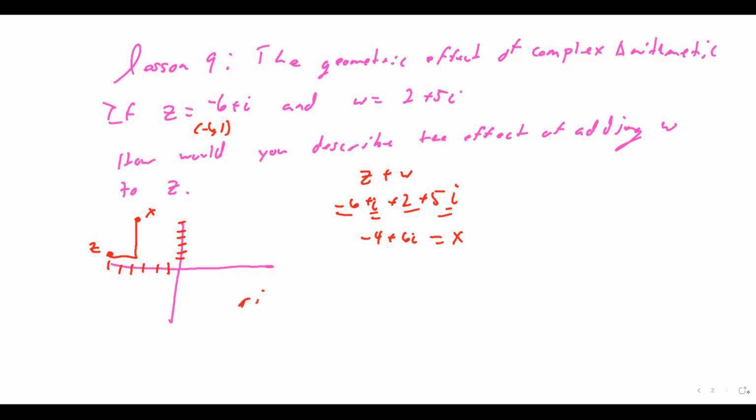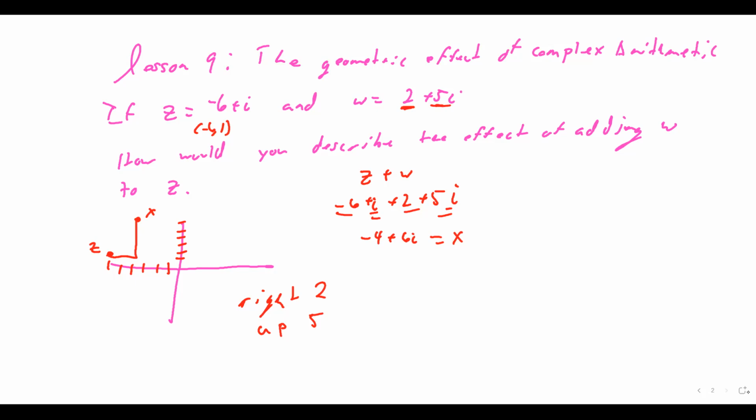You went right. How many units? 2. And then up how many units? 5, right? But without actually having to do this work, I can just look at the characteristics of W. I just found out when I add real numbers, it shifts it left and right. And if it's a positive, I'm adding right 2 units. And then I just saw that if I add or subtract imaginary, that makes my thing shift up and down. And since it's a positive, I went up 5.